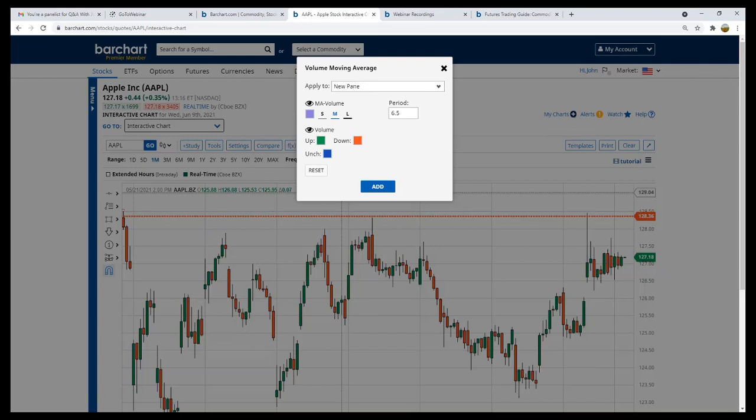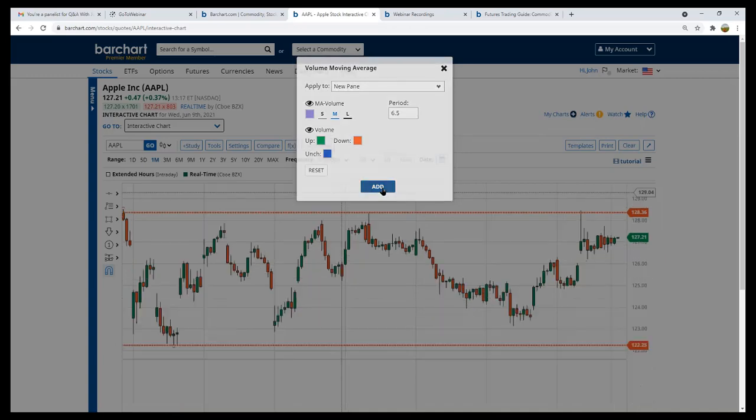But I'm going to be using a chart with an interval of 1 hour, so I'm going to use 6.5. Now, why do I pick 6.5? How many hours of the day is the stock market trading? Well, the stock market opens at 9:30 Eastern time and closes at 4, so 6.5 hours. So what we're going to do is get a baseline based on the average volume over one trading session, or 6.5 hours. And then we're going to make some assessments. Okay, so I'm going to add that.